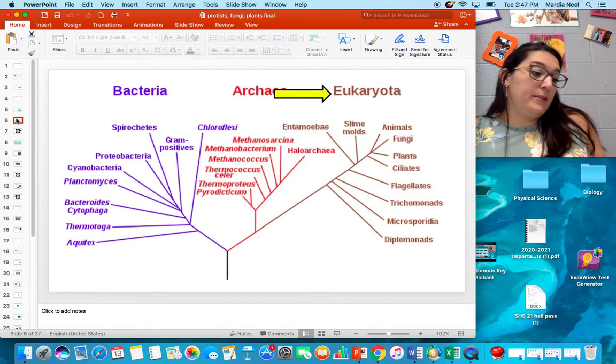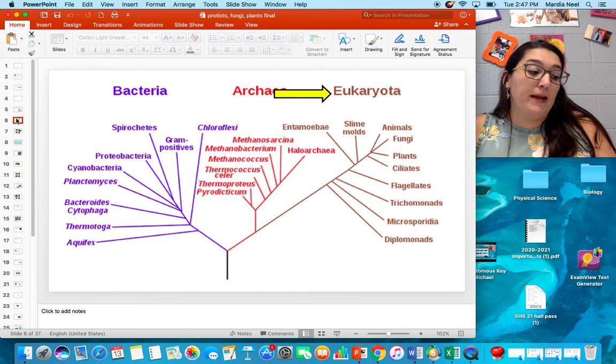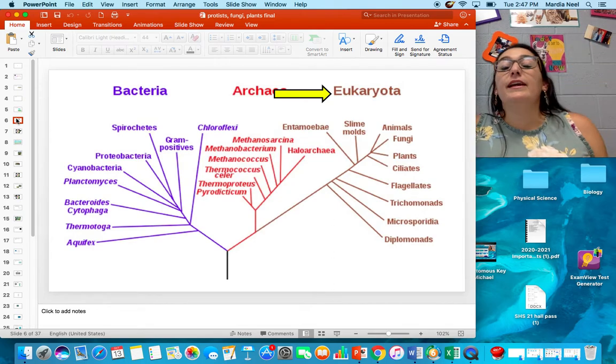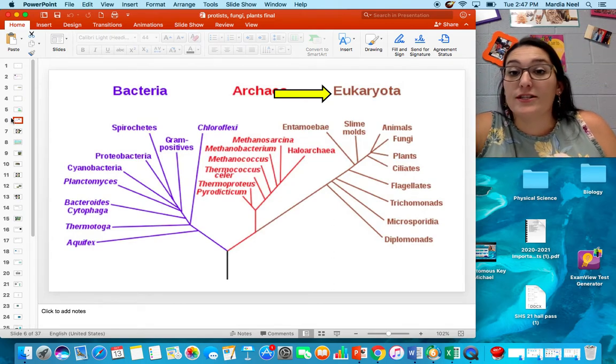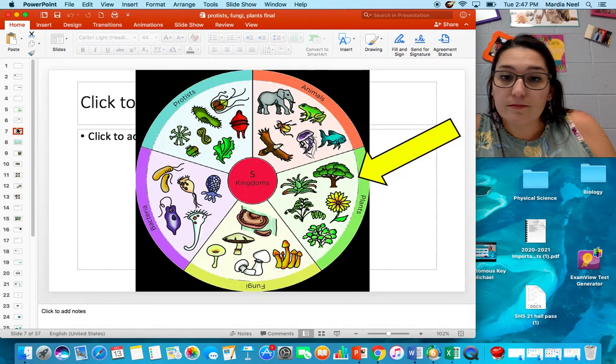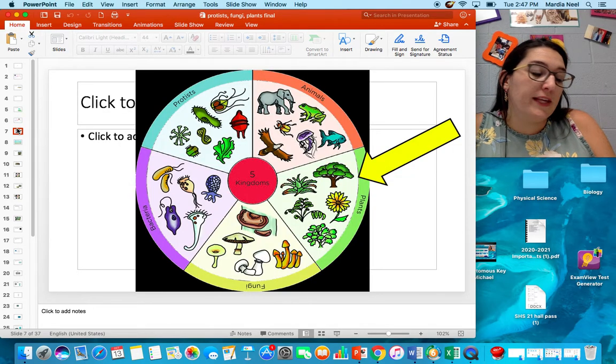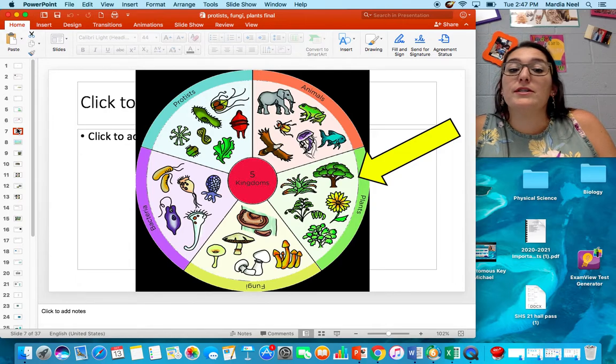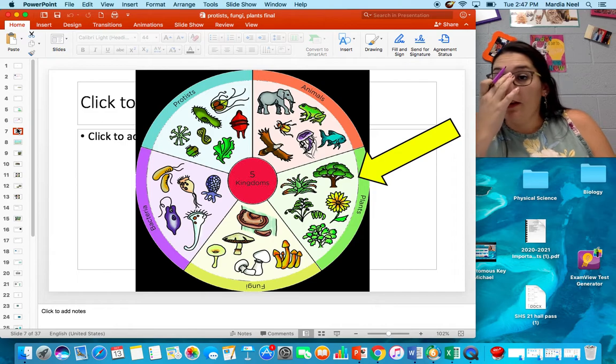So now you can go to the next page of your notes, and we're going to go into the domain Eukarya. So all of these organisms are eukaryotes, meaning that they have a nucleus inside their cell. And we're going to start off with kingdom Plantae. There's 5 different kingdoms. There's plants, animals, protists, bacteria, and fungi. We are going to start with the plant kingdom.